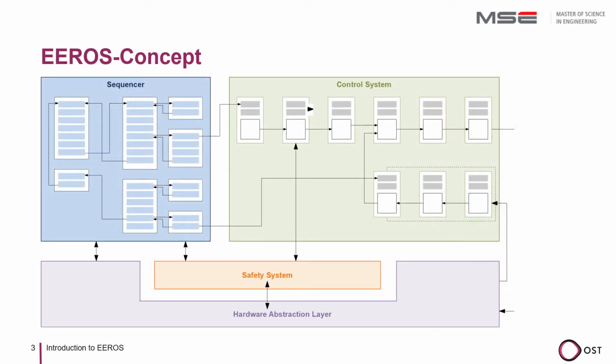In order to fulfill the mentioned requirements and for the hardware interfacing, EROS consists of the subsystems control system, sequencer, safety system and hardware abstraction layer. The control system runs in real time. Blocks containing controllers, filters, observers or mechanical and dynamical models are periodically calculated. To ensure a temporally correct flow of information, these blocks are connected by signals that transport physical information.